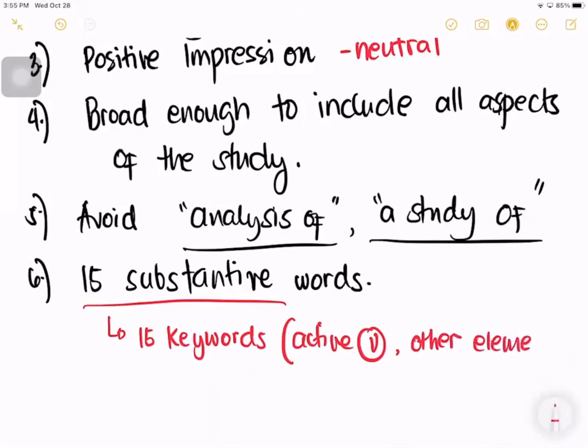Okay, some other elements, and also when we count these substantive words, we do not include your prepositions, your articles, your transitional words. No, we don't include that. So if we count the number of substantive words, we only count the keywords and the active variables. But for the prepositions and articles, we do not include them in the counting of the 15 substantive words.